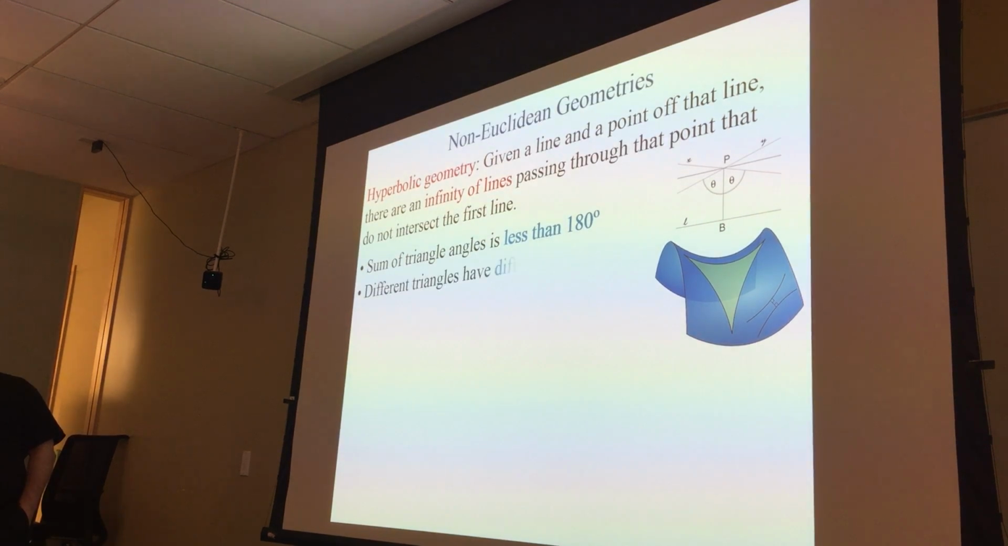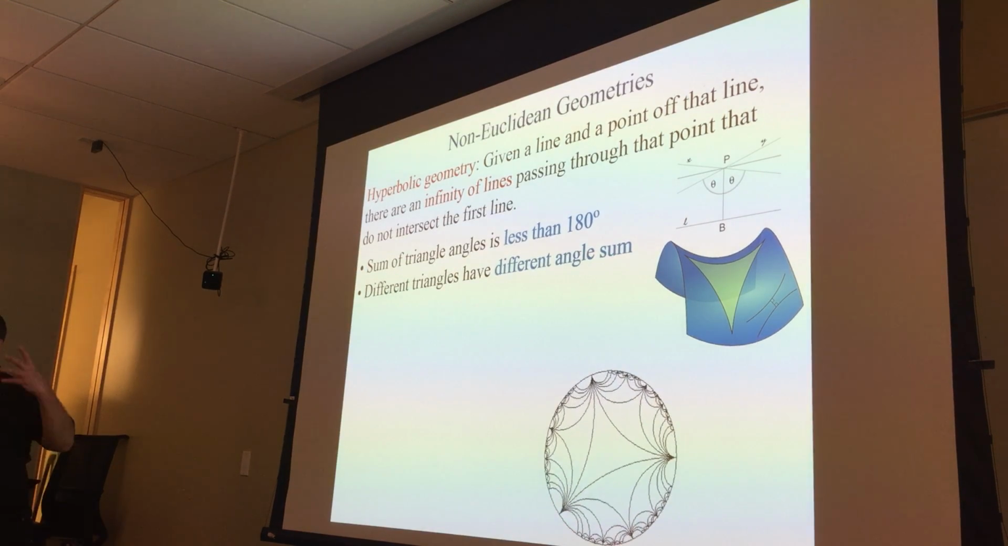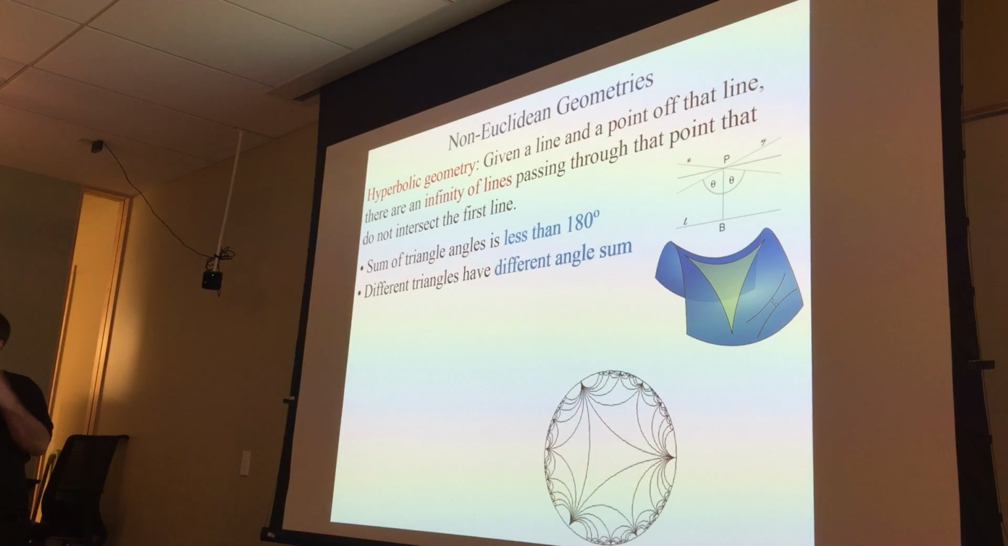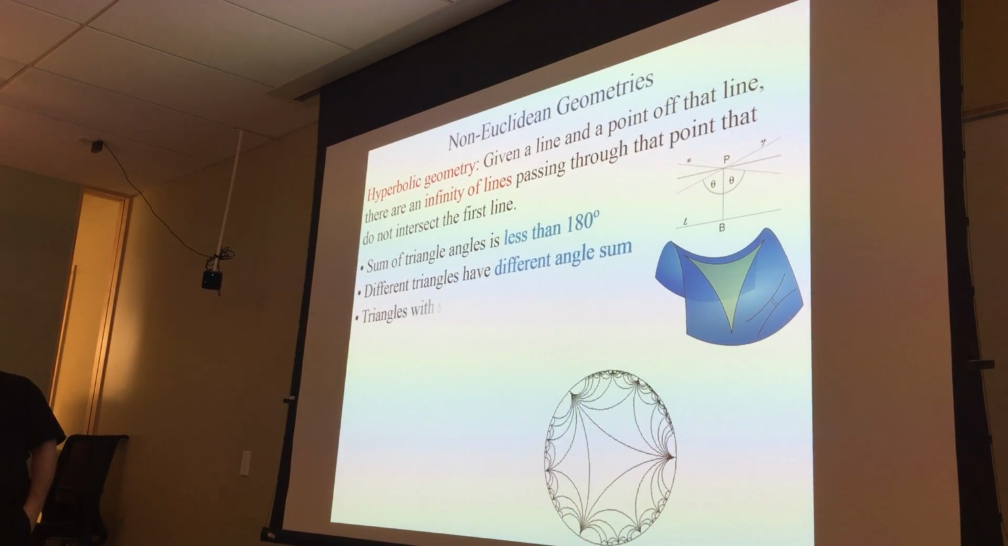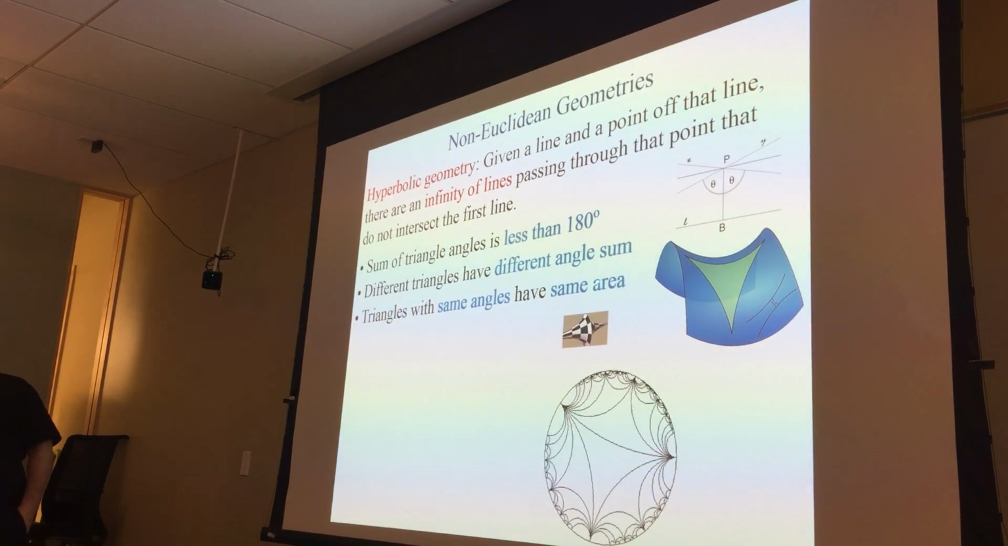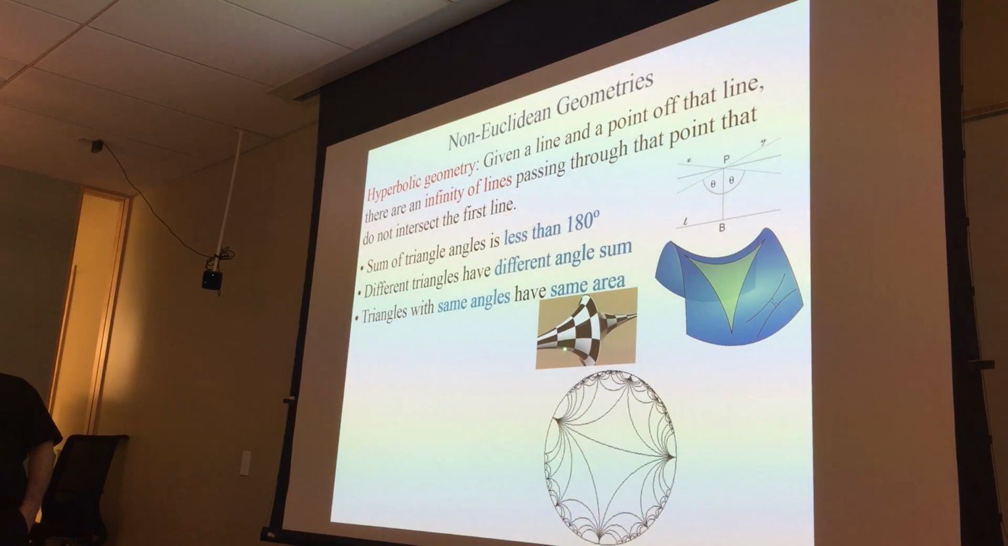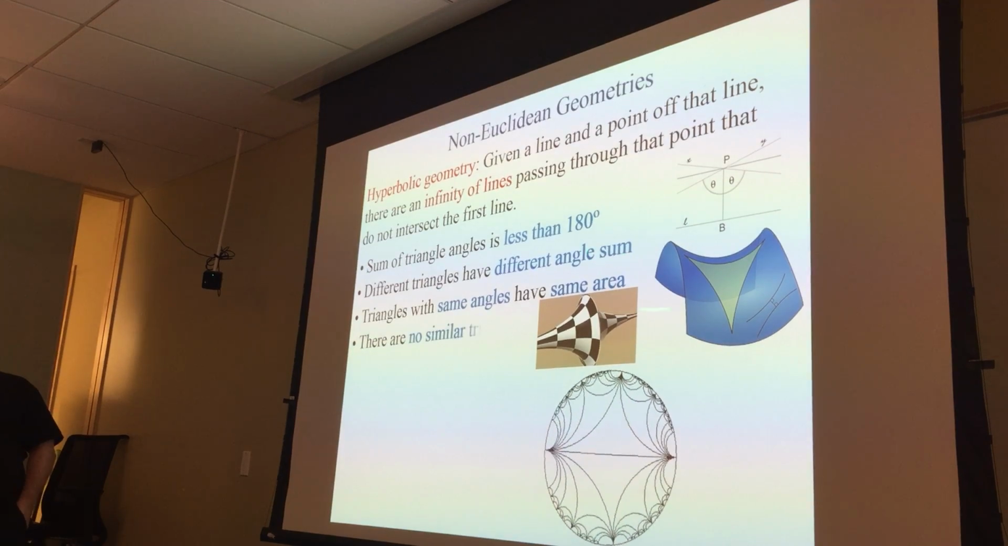Sum of triangle angles is less than 180, where in a plane it's equal to 180. Different triangles have different angle sums, where in a plane all triangles have the exact same angle sum, 180. Right? And triangles with the same angles have the same area. In hyperbolic geometry, that's not true.